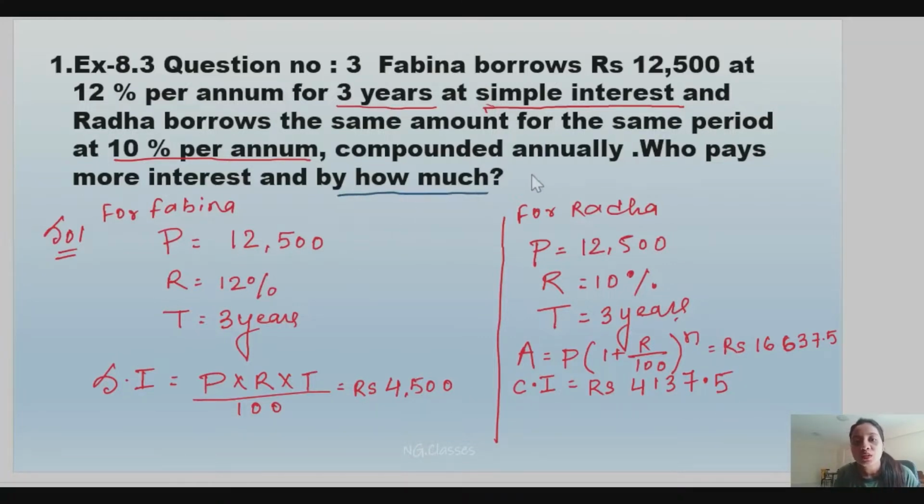How much more? Just subtract it. Fabina's part, that is 4,500, minus Radha's part, that is 4,137.5. After subtracting, you will get rupees 362.5. And this is our answer. So simple it was, right? We have just followed the instruction and we got the result. Okay, now we'll do the second question.